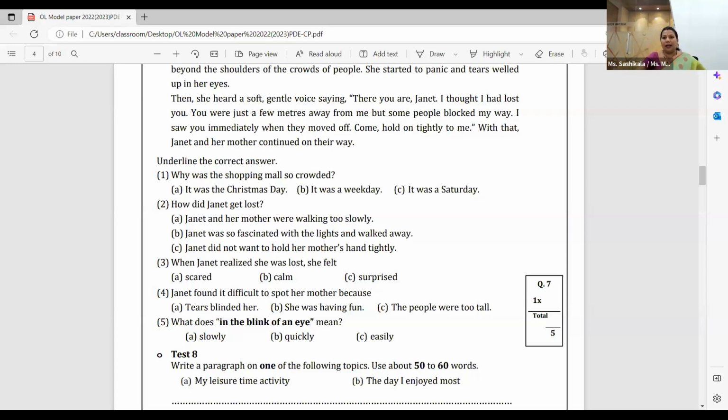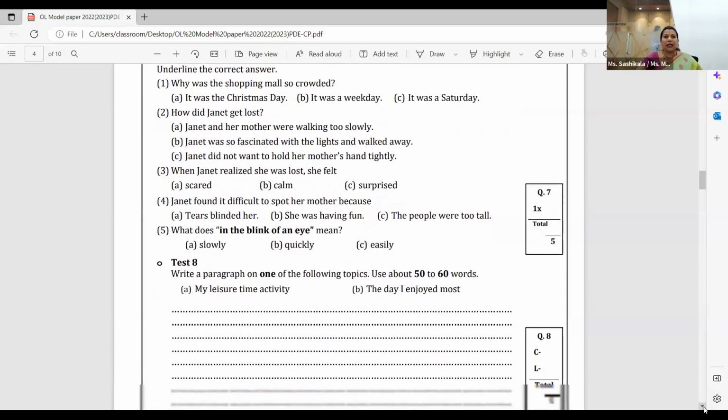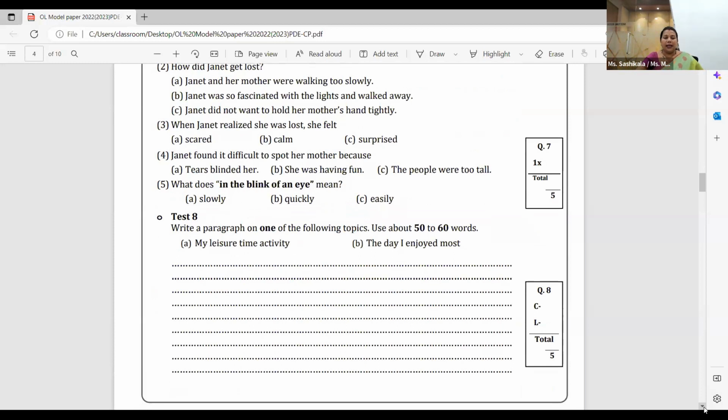Quickly, right? Okay, the next question, test 8, is write a paragraph on one of the following topics.